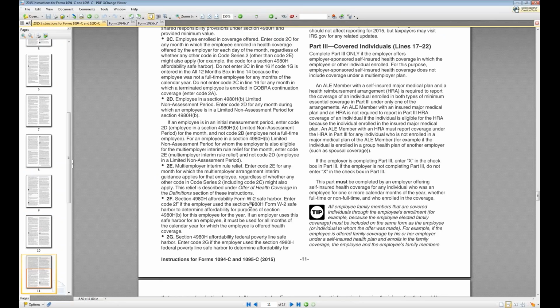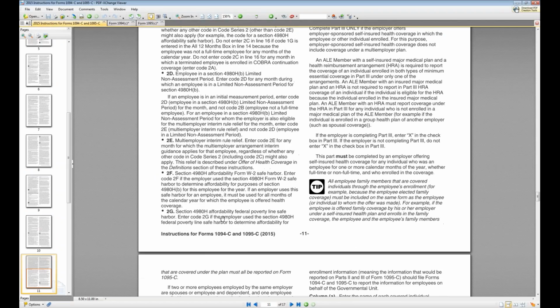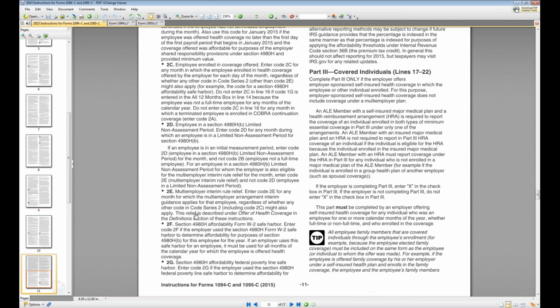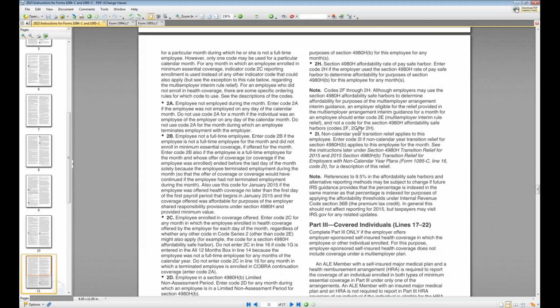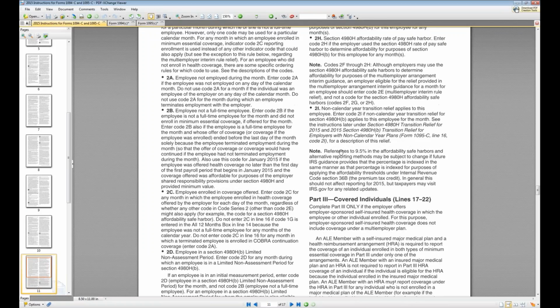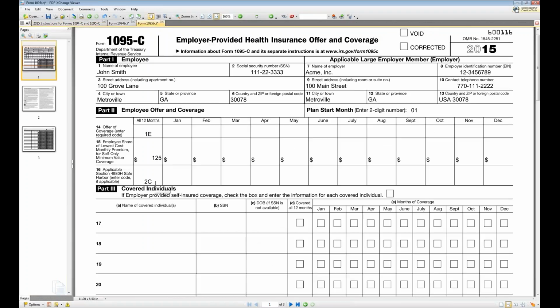And we provided a buffer. There are several different ways to do the W-2 safe harbor, but that's 2F. There's a federal poverty limit safe harbor, the same $93 number, that's 2G. And there's a rate of pay safe harbor, a special safe harbor for hourly employees that a lot of employers with many hourly employees use. That's 2H. But in this case, going back to the form, we use the W-2 safe harbor for affordability purposes, 2F. So we're going to put that on line 16, and now we're done for John.